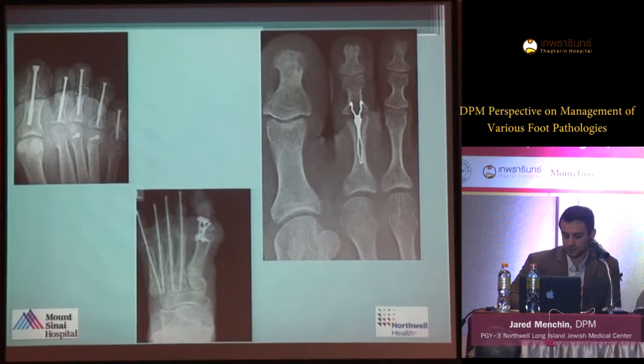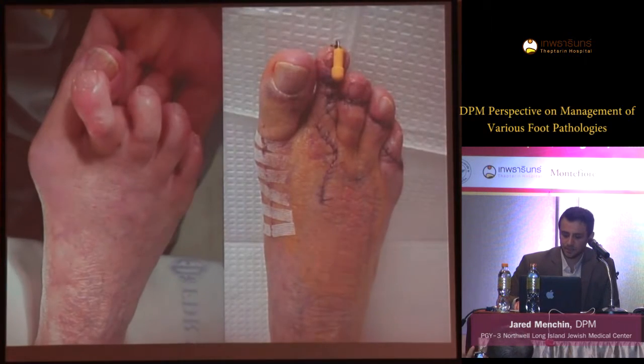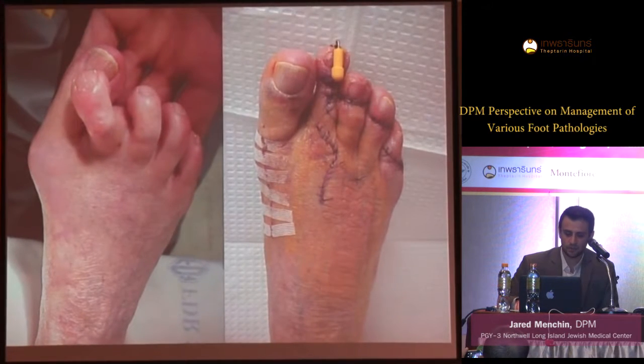If you're going to fuse it, there's 20 different ways to do it. You can see you can use screws, which is in the top left. You can use K-wires, which is at the bottom, and then they make these expensive toe implants. So you can see here, with these procedures that I've just outlined, you can have some pretty significant correction.